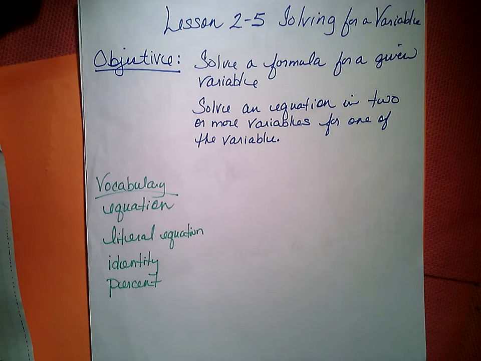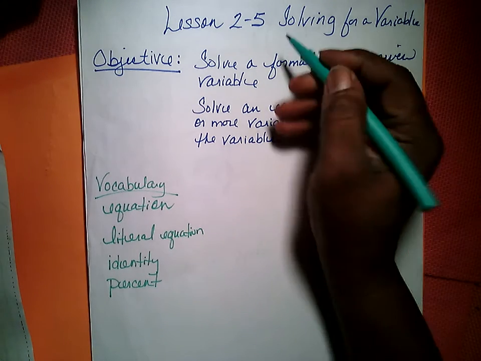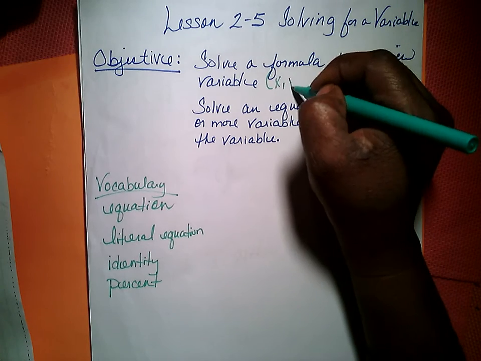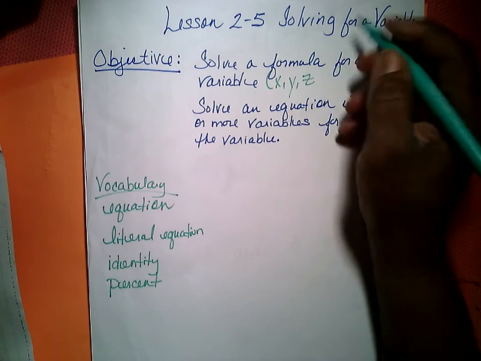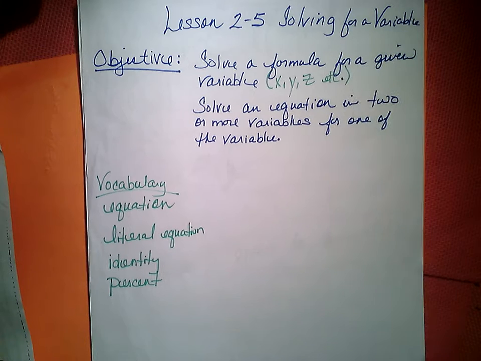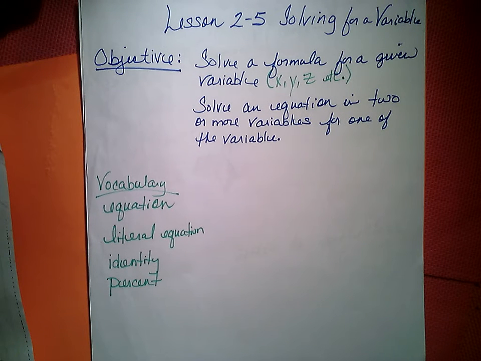So our first objective is to solve a formula for a given variable. We know variables are letters, such as X, and we've seen Y, Z, etc. So any letter is a variable. Then we are going to solve an equation with two or more variables for one of the variables.